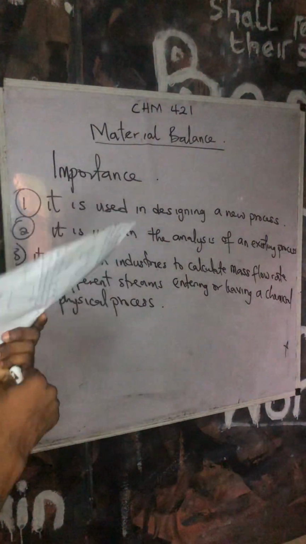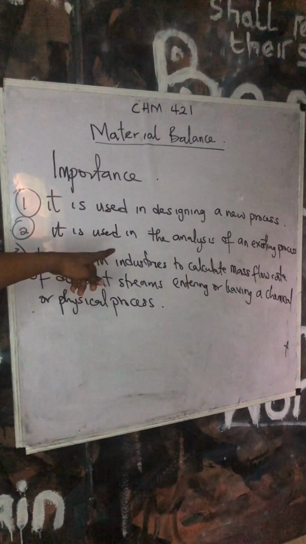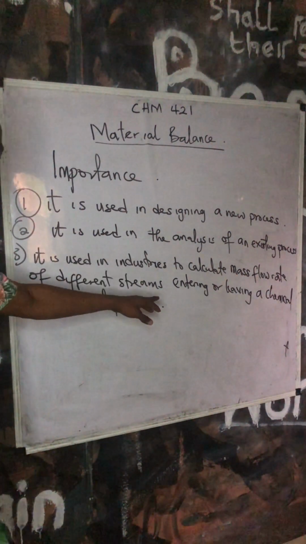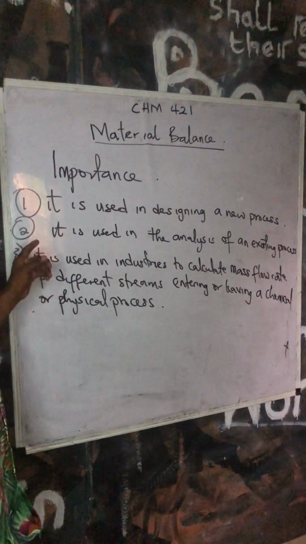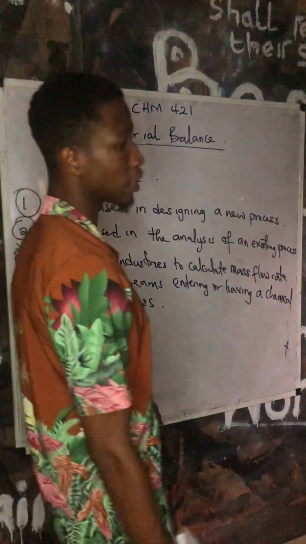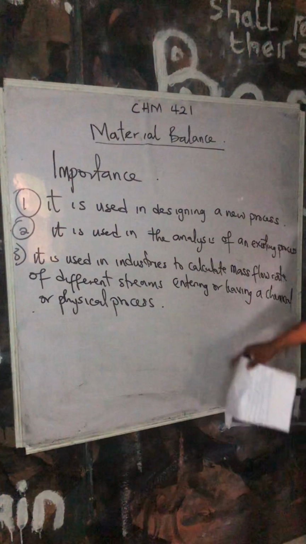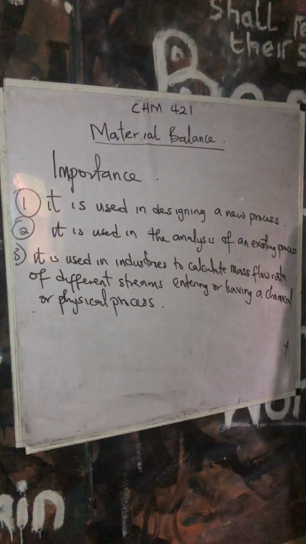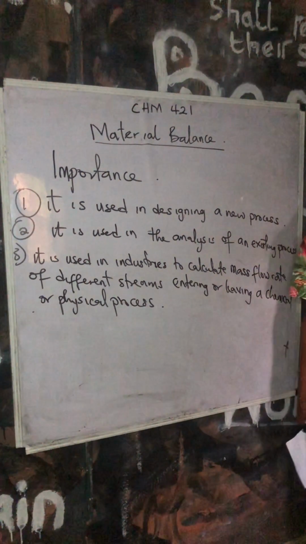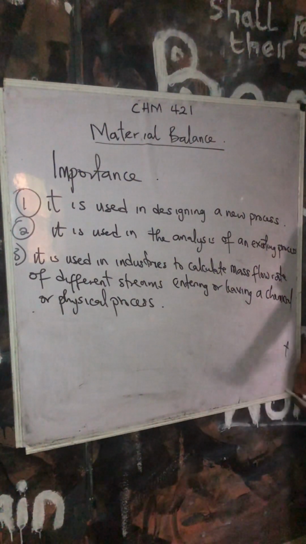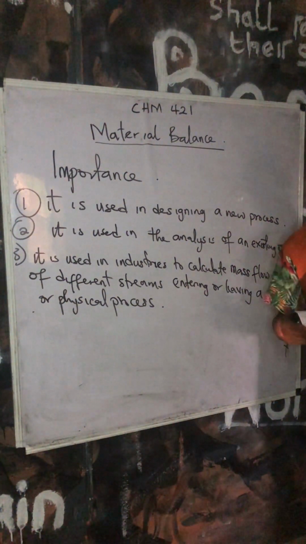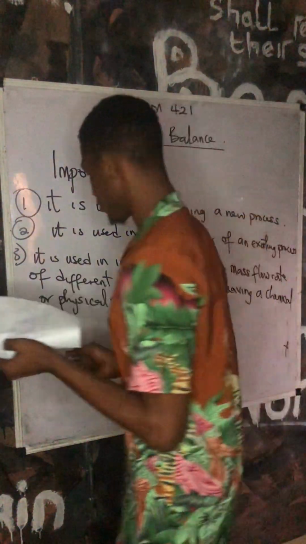So let's read number 3. Number 3 is the most important part. It is used in industries to calculate mass flow rate of different streams entering or leaving a chemical or physical process. This number 3, don't joke with it, because that's like the major thing we're about to be doing. We're going to be looking at the input and output of a unit process. That's the major part of the course. Just take note of that.